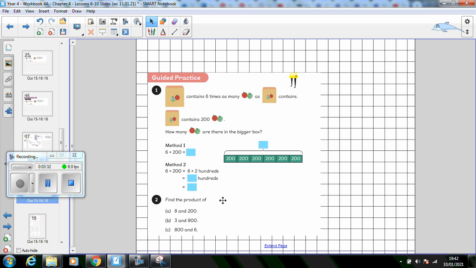I want you to use the same thinking to answer 8 times 200, 3 times 900, and 800 times 6. Okay, it says find the product of. And remember, product is the answer in a multiplication. Okay, so we're multiplying these numbers together. Pause the video now while you have a go at that one.